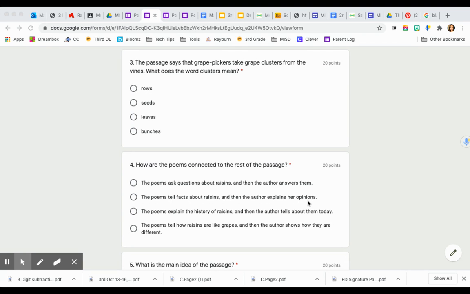Number 3. The passage says that grape pickers take grape clusters from the vines. What does the word clusters mean? Rows, seeds, leaves, bunches.